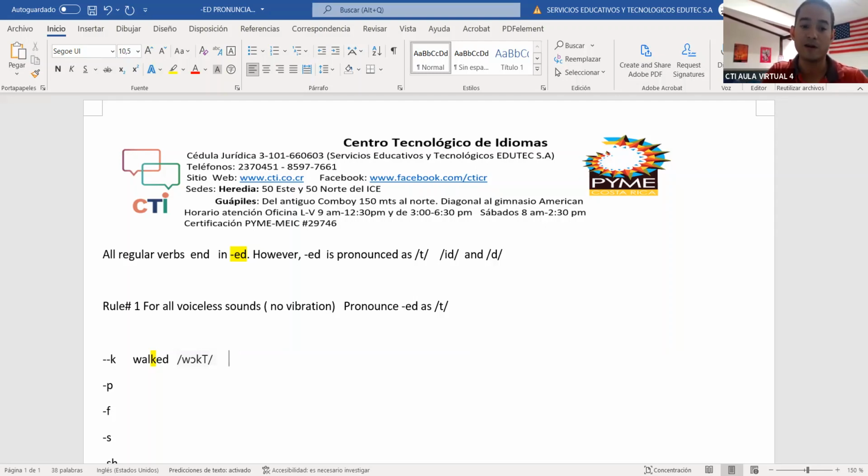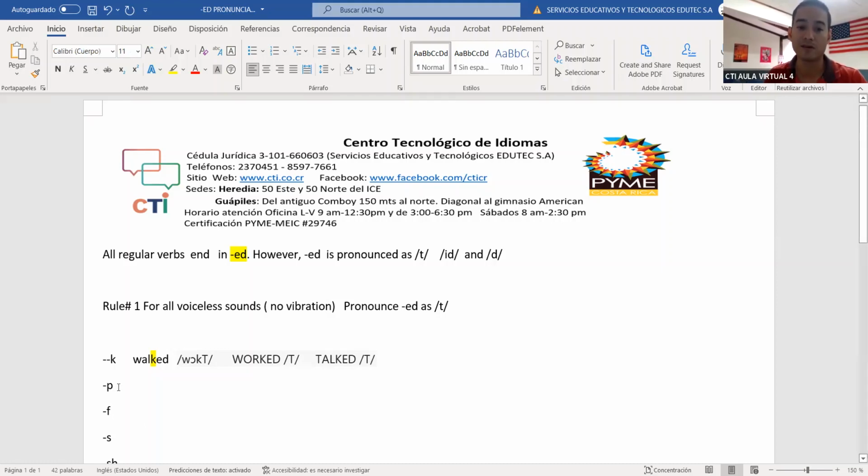More examples with verbs ending in k sound. We have work. You never say in English work it. You would say worked. This is the pronunciation, worked. For example, if you have talk, you're not going to say talk it. You're going to say talked with the T sound. So remember, the K sound is pronounced with T sound in the past.